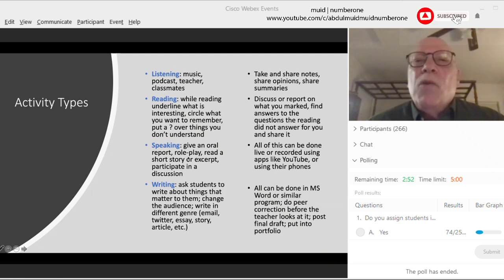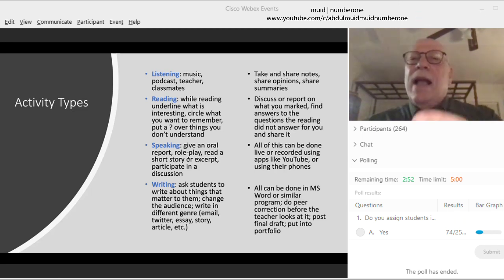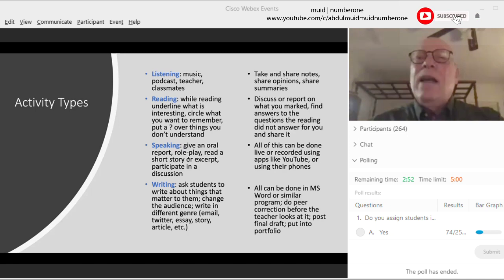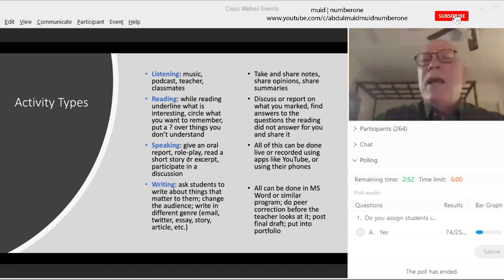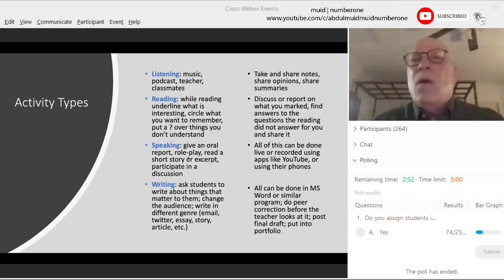Speaking. Give an oral report, do a role play, read a short story or an excerpt, participate in a discussion. You can do all of this online. They can do it in the class with you, or they can do it and do a short video with a colleague and then share that with you, and then you can talk about it with them. And if it's good enough, you share it with the whole class. So there's all kinds of things you can do, live or recorded, using apps like YouTube or WhatsApp or other types of apps.